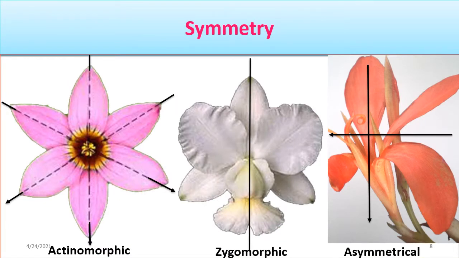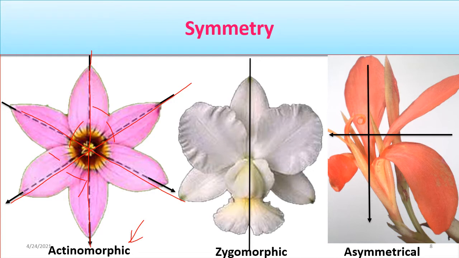Here you will learn the symmetry of flowers. If you look at the first picture and cut the flower from the middle, with the section passing through the ovary, it will have two similar parts from more than one plane. This part will be similar and this part will be similar. If you cut the other way, then this and this part will be similar. So if there is symmetry from more than one plane, such flowers are called actinomorphic.